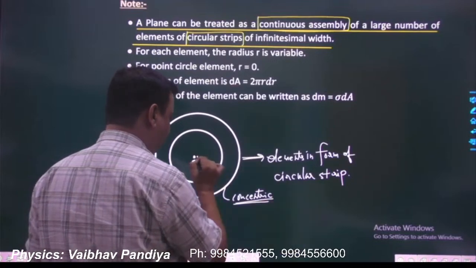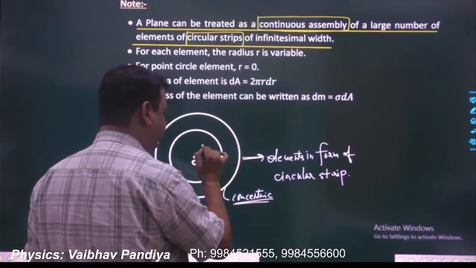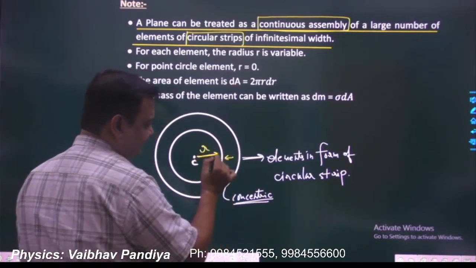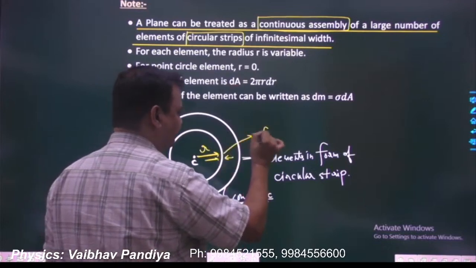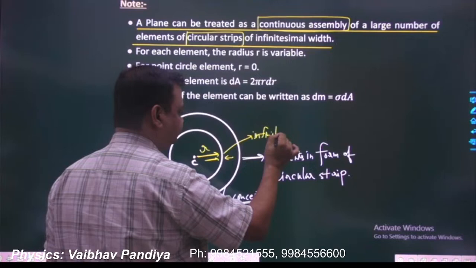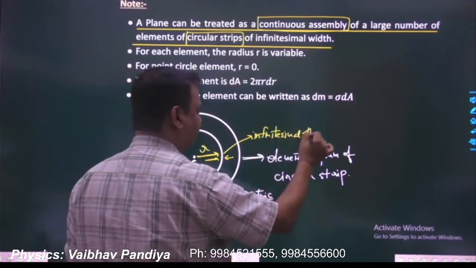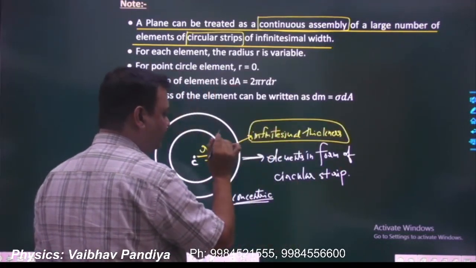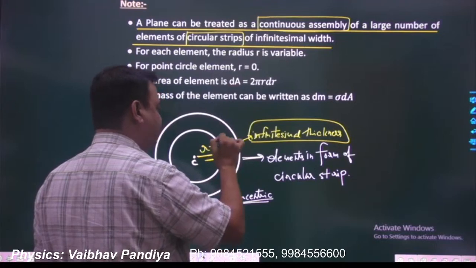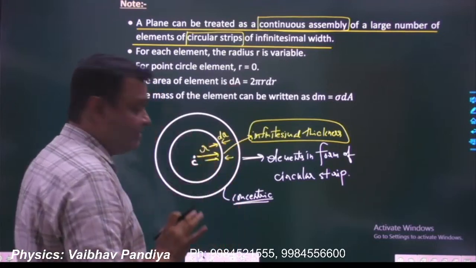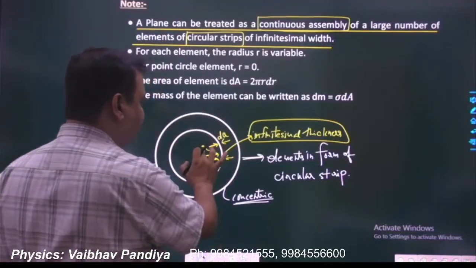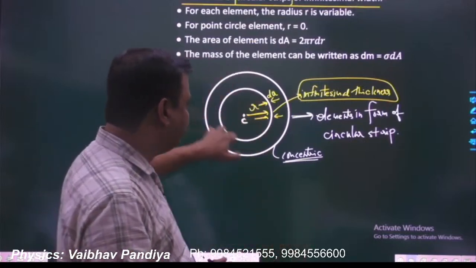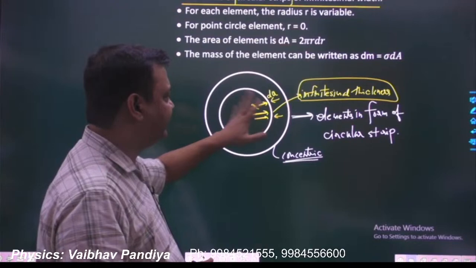And say this particular strip has a radius r, small r, and thickness, this white thickness. Can you see the white pen thickness? So this is an infinitesimal thickness, very, very small thickness. And since it is infinitesimal, it won't have a delta symbol, it will have dr. If you're taking the radius r, it will be dr. If you're taking the radius x, it will be dx. If you're taking the radius y, it will be dy. So I'm focusing on just one such circular element at a time, whose radius is r and thickness is dr.